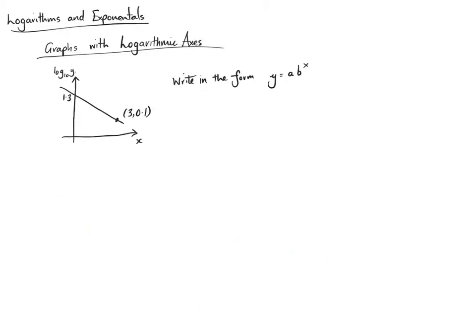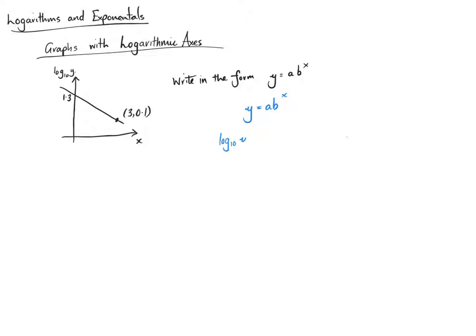Right. Okay, so for our second graph, this time we have it in the form y equals ab to the x, and we have a graph where our x-axis is still an x-axis, and our y-axis has become log to the base 10 of y. Okay, so the place to start is still the same. We start with our y equals ab to the x, and we need log to the base 10 of y, so we're going to take the logs of both sides.